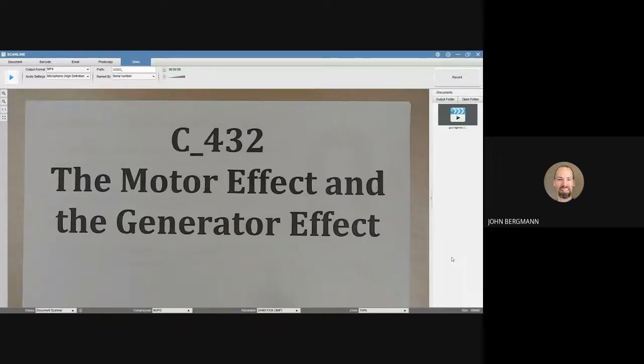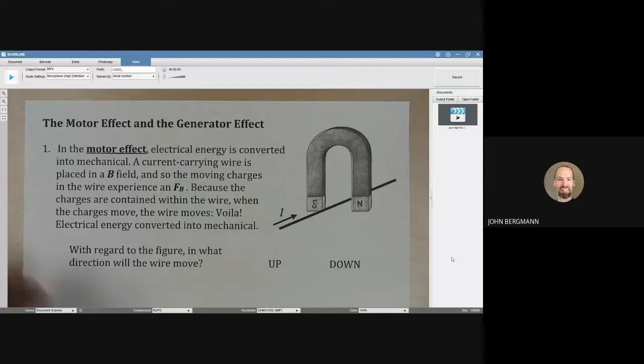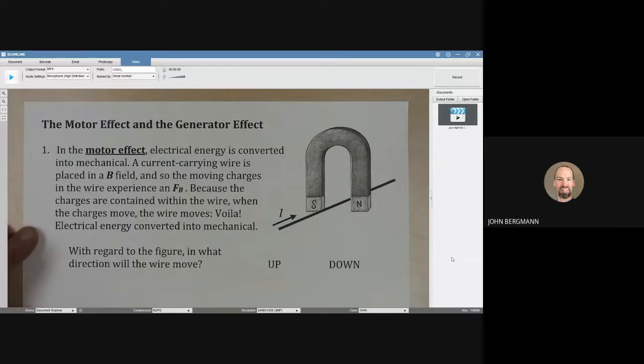The motor effect and the generator effect. In the motor effect, electrical energy is converted into mechanical. A current carrying wire is placed in a magnetic field, and so the moving charges in the wire experience a magnetic force. Because the charges are contained within the wire, when the charges move, the wire moves. Electrical energy converted into mechanical.